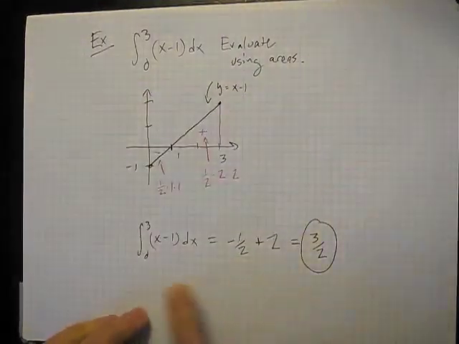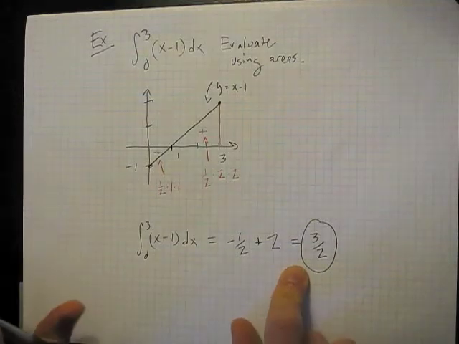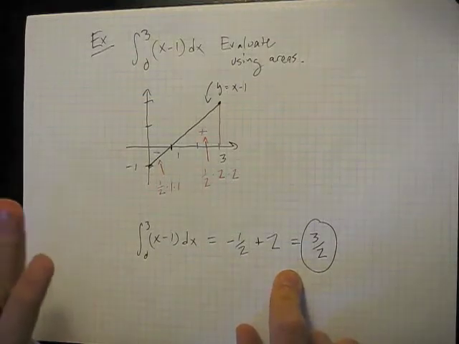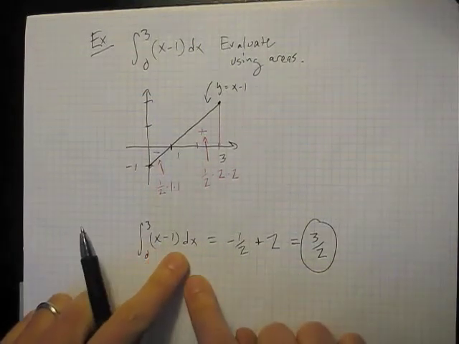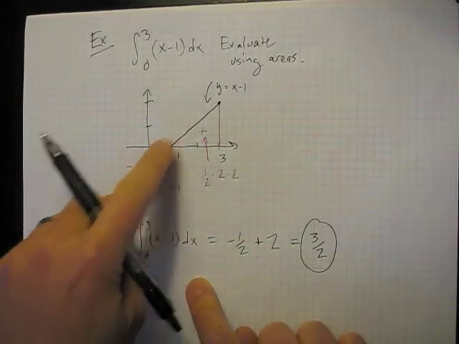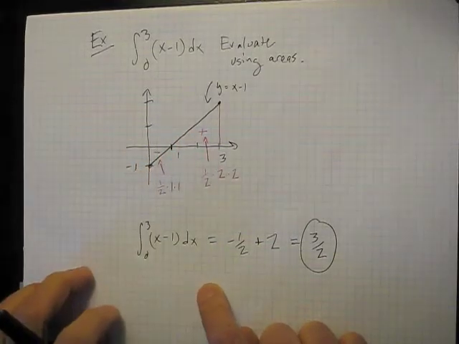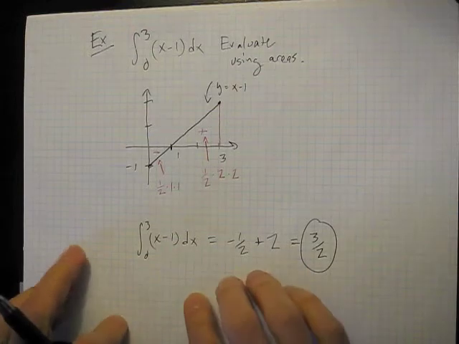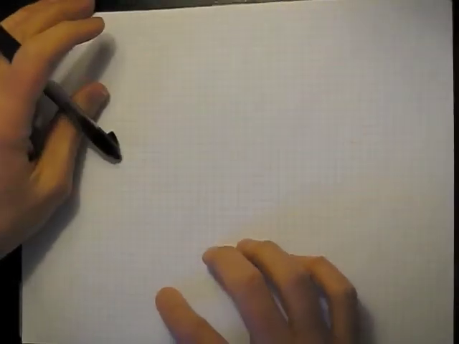Okay. Notice we did this without any limits or any Riemann sums, anything like that. All we used was the fact that the definite integral represents the signed area under the graph of this function between these 2 points. So these can be pretty easy to do if you have the right graph.